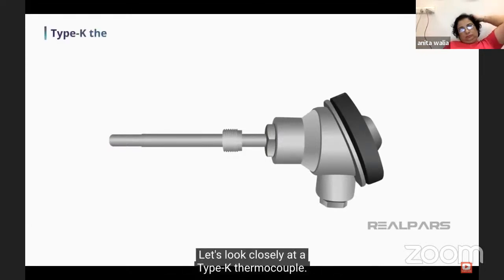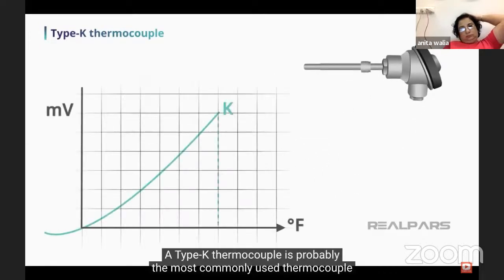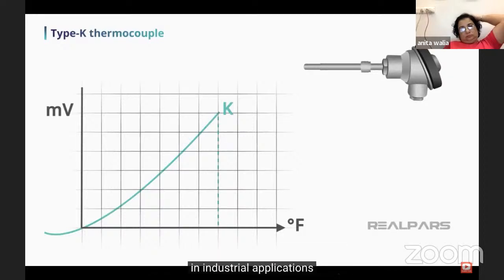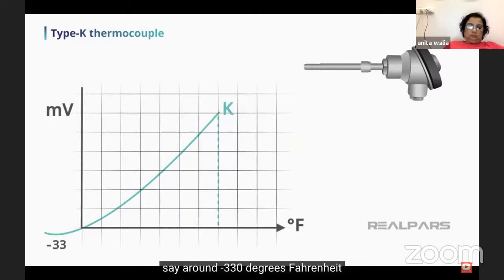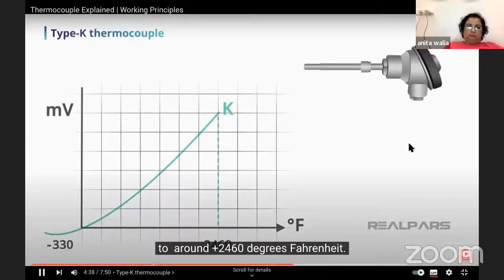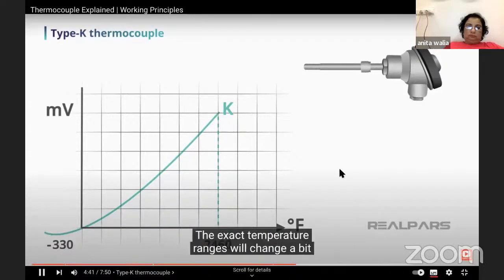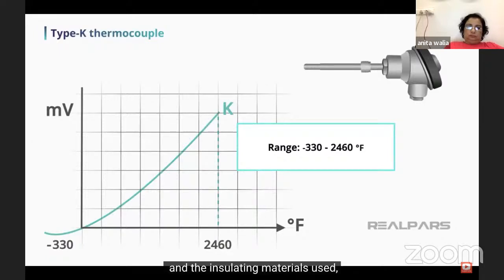Let's look closely at a type K thermocouple. A type K thermocouple is probably the most commonly used thermocouple in industrial applications because it responds predictably across a very wide range of temperatures, say around negative 330 degrees Fahrenheit to around positive 2,460 degrees Fahrenheit. The exact temperature ranges will change a bit based on how the manufacturer builds the body of the probe and the insulating materials used. But with that wide range, you can see why it can handle almost any application.